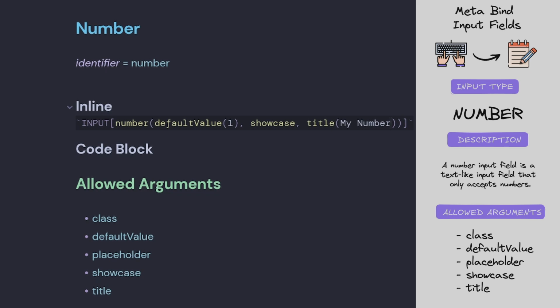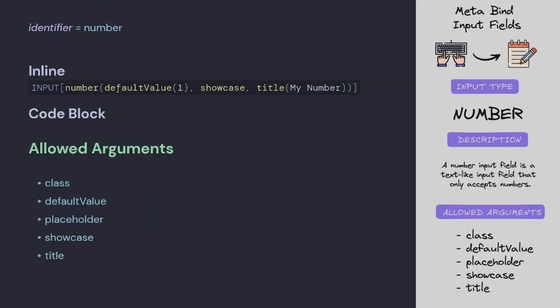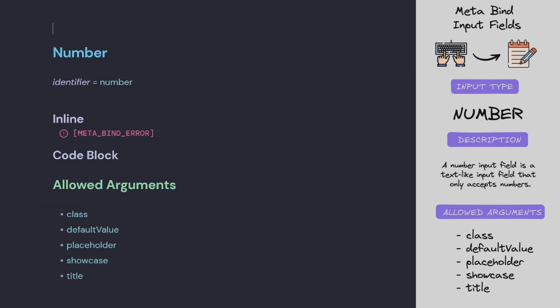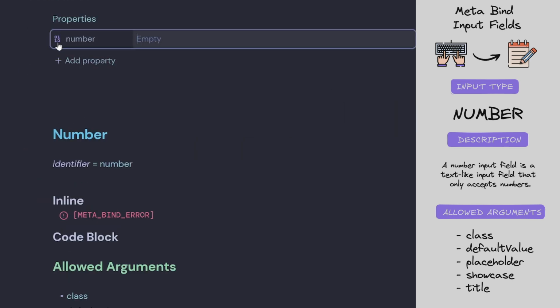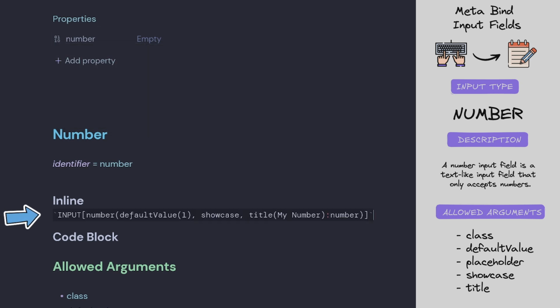So let's preview that. So we can see that it is accepting the default value argument with the number 1. It's not showcasing my input. Let's bind it to a YAML property and we'll just call it number. Go up the top and we'll add a YAML property number. Make sure the property type is set to number. We have an error here, so we just need to move this to outside our parentheses.